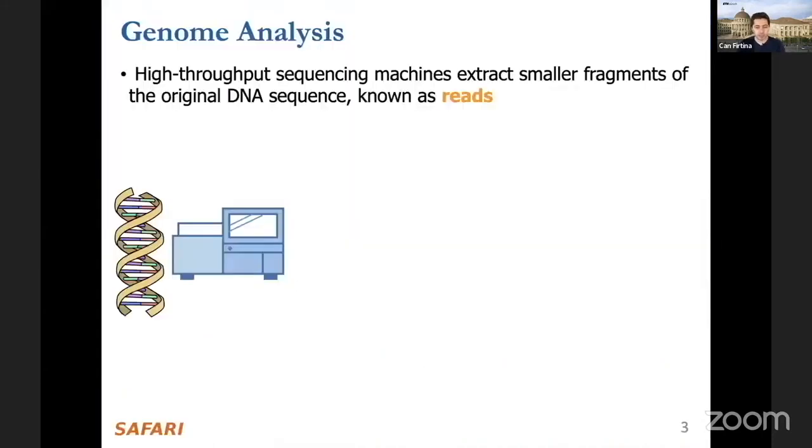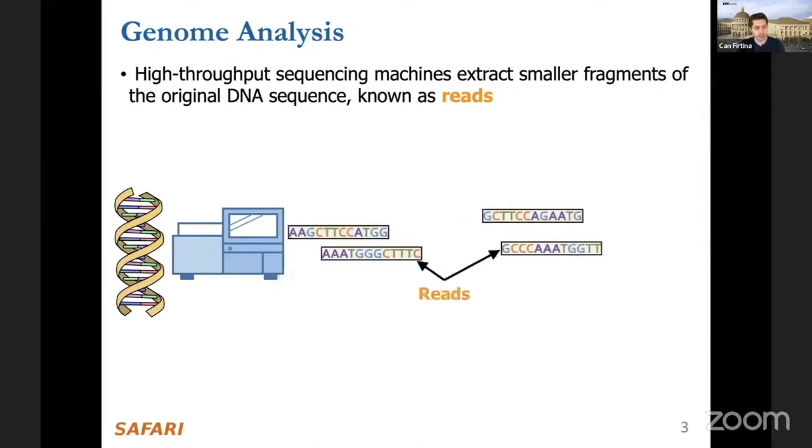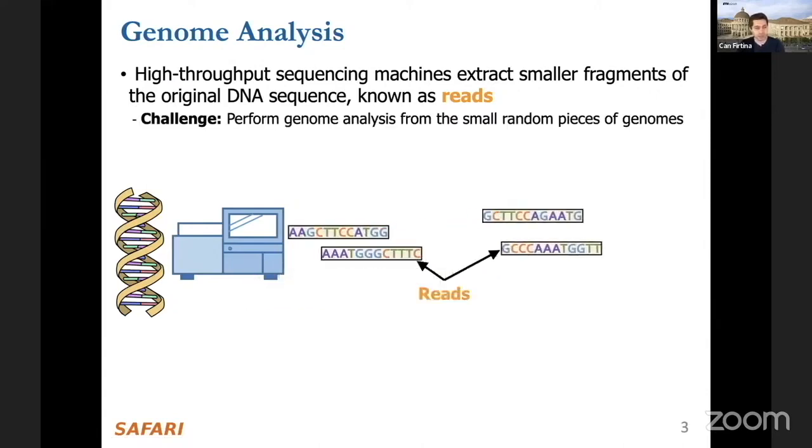So let me quickly cover a basic background on genome analysis. As we know, high-throughput sequencing machines extract smaller fragments of the original DNA sequence, known as reads. The challenge is usually to perform genome analysis from these small random pieces of genomes, because we do not know where the origin of these reads is in the actual genome.